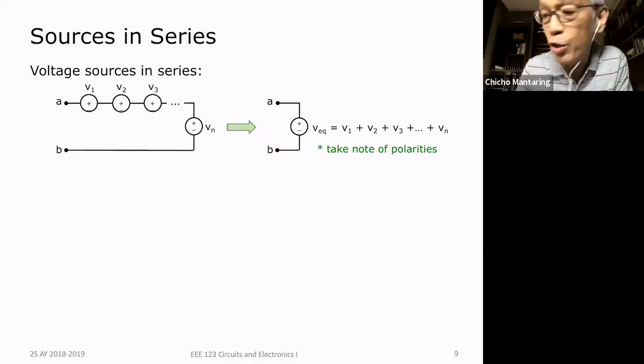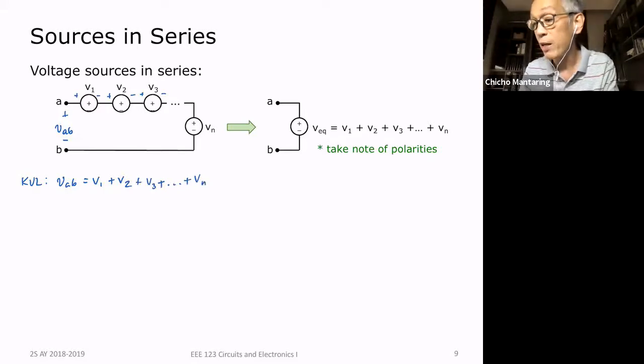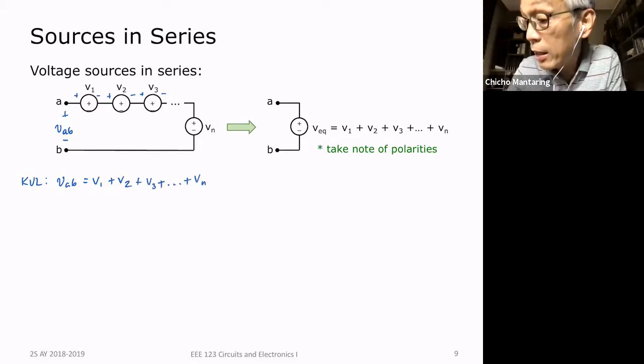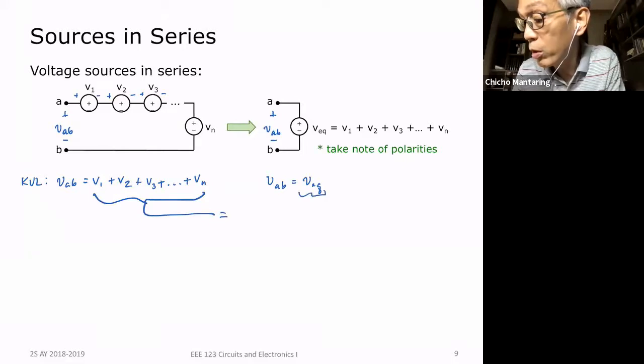And that's very easy to show using KVL. So let's say this is VAB, double subscript notation. If I apply KVL, VAB is equal to V1 plus V2. Sorry, there's an error here. That should be plus minus, plus minus, plus minus, V1 plus V2 plus V3 all the way to plus V sub n. On the right, if this is VAB and I apply KVL here, I'm going to get VAB is equal to V equivalent. Since VAB is the same, then this should be equal to this.